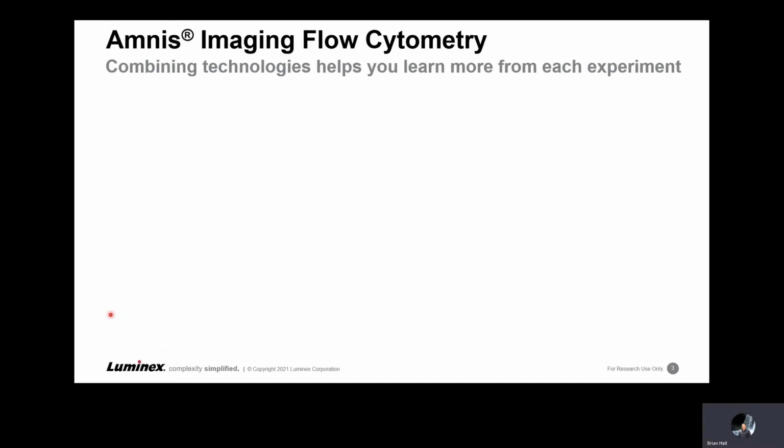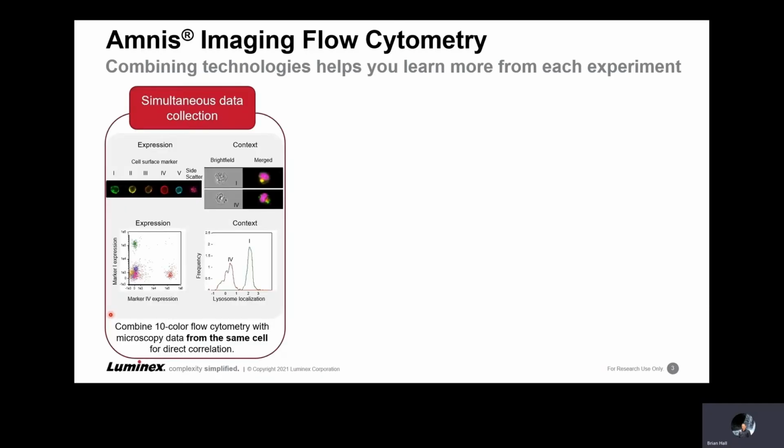Now, by combining these two technologies, there are a number of advantages to doing imaging flow cytometry. One of them is that you can collect data simultaneously. By that, we mean that you can multiplex your experiment so that you could do an apoptosis experiment in conjunction with immunophenotyping or other types of multiplexed assays.